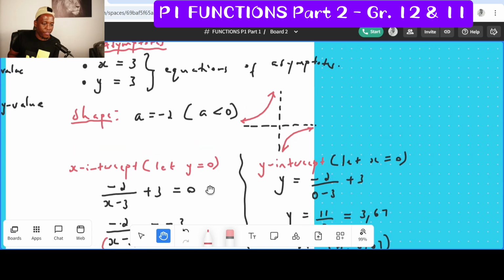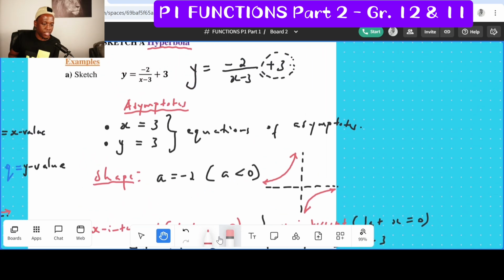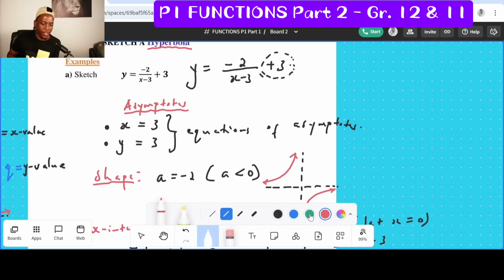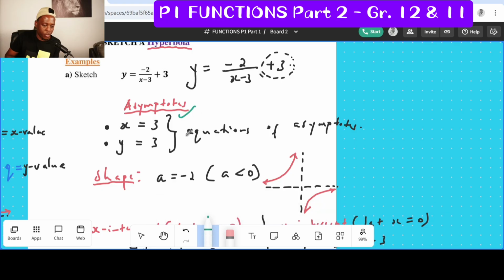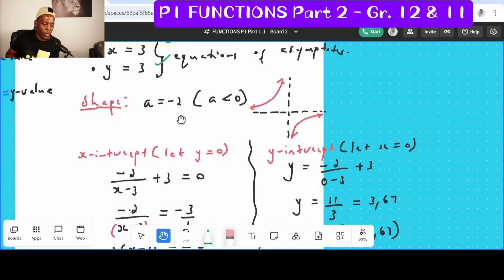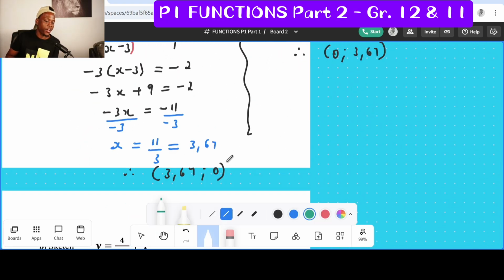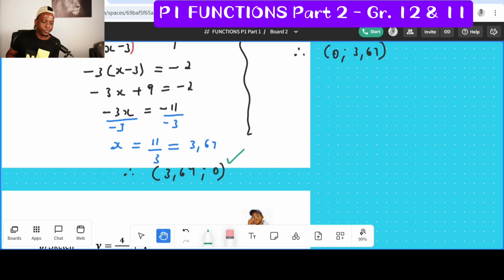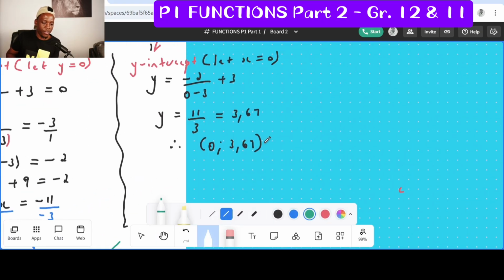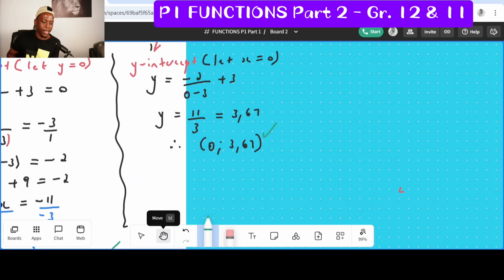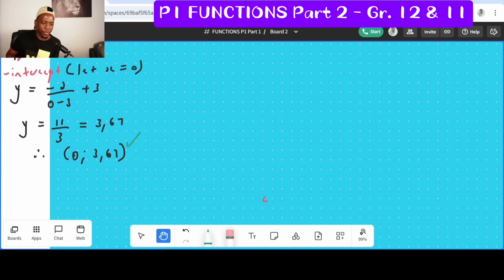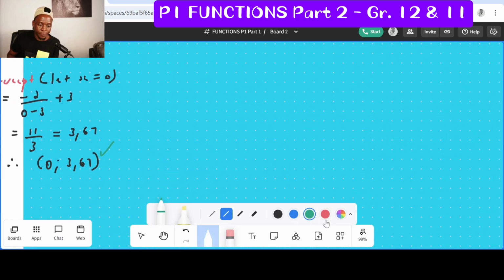So we have everything we need, ladies and gents, here. We have the equations of the asymptotes. We have the x-intercept, and we also have the y-intercept. Let us sketch.